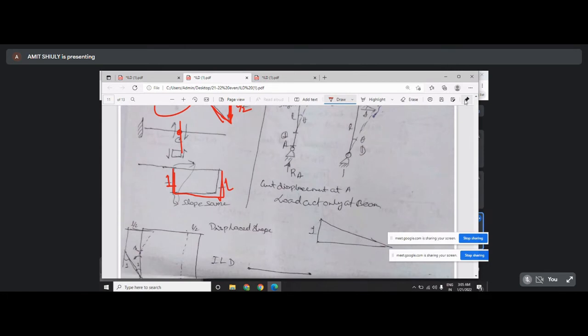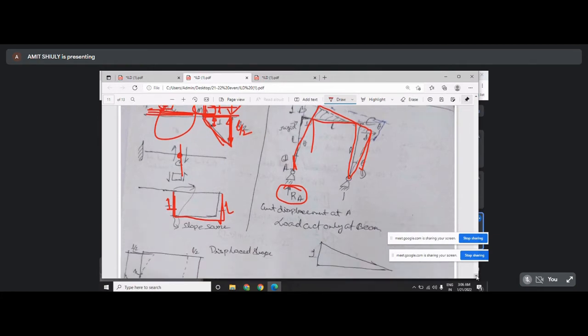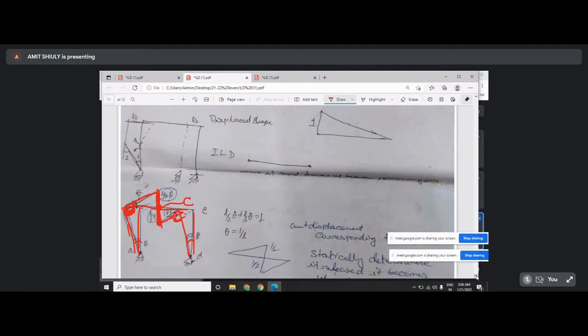Now in case of RA, the influence line diagram of RA, you have to give a unit displacement here according to this direction. So the deflected shape will look like this. So this is your influence line diagram of RA. So this is how we can determine the influence line diagram of any section.